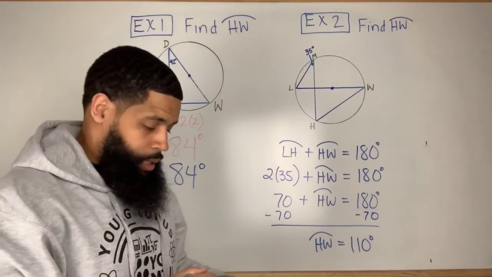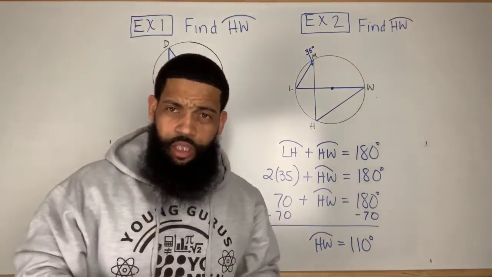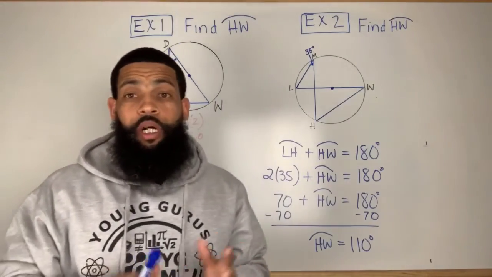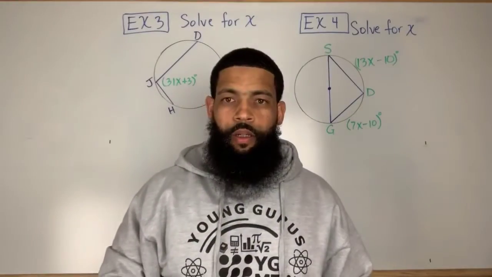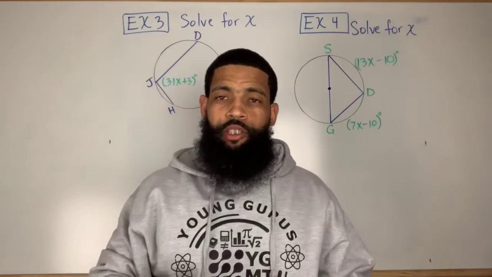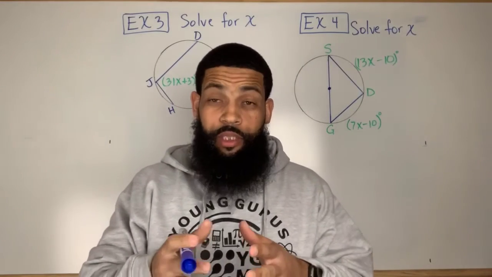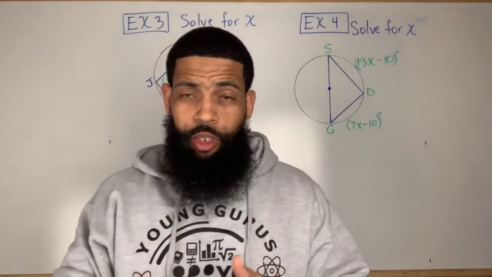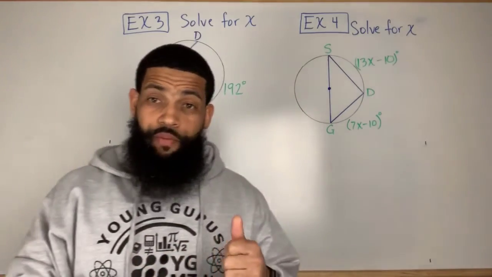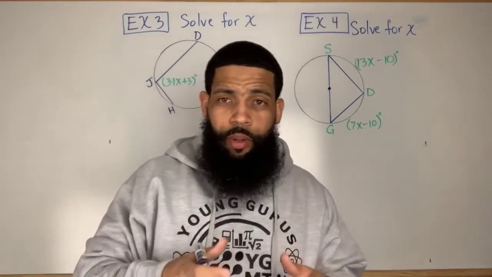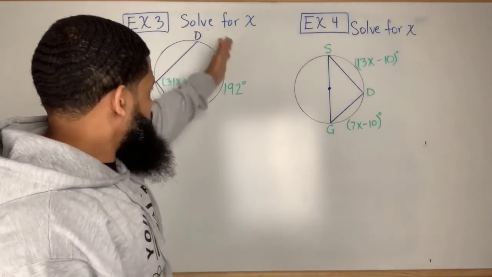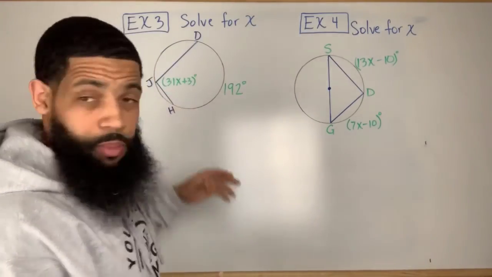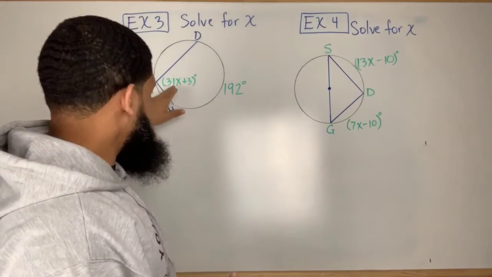All right, now that's the first two examples, but we're going to do a couple different types of examples. Now the next two examples are actually going to be where instead of us finding the measure of the intercepting arc, we're just going to find the value of the variable. All right, so keep in mind, remember, the arc is twice the measure of the inscribed angle.